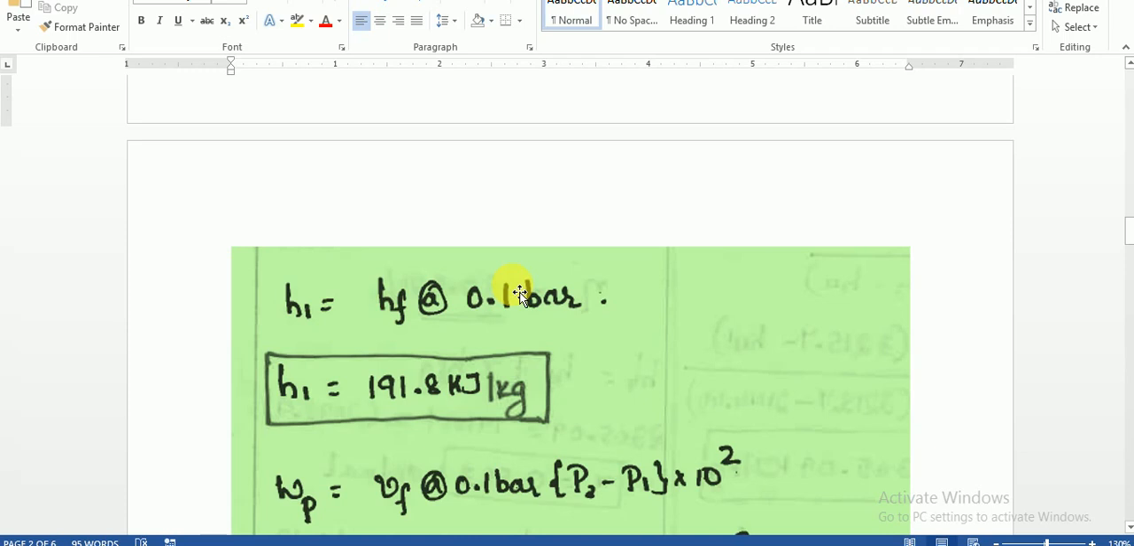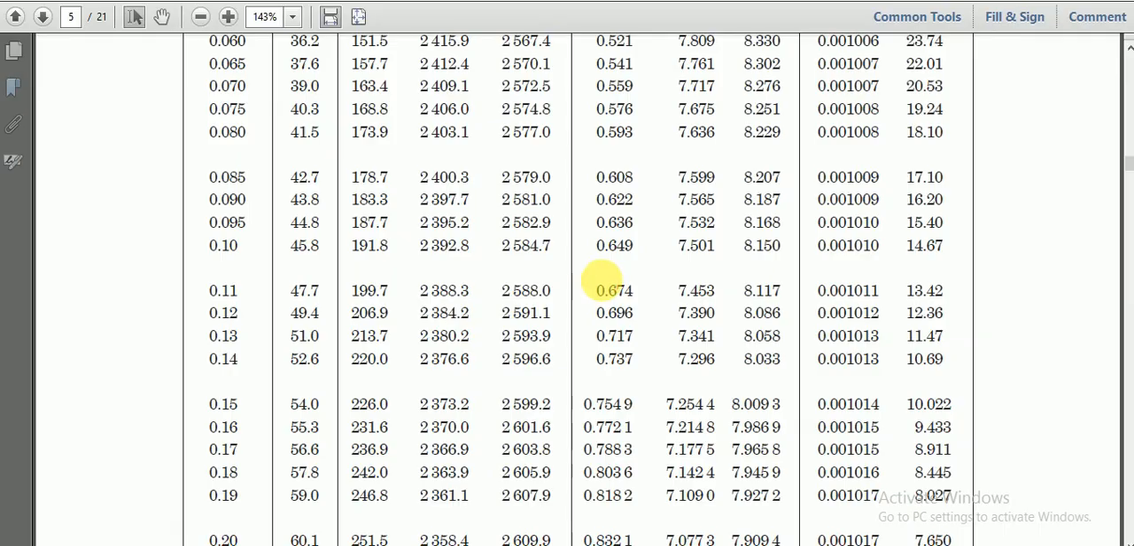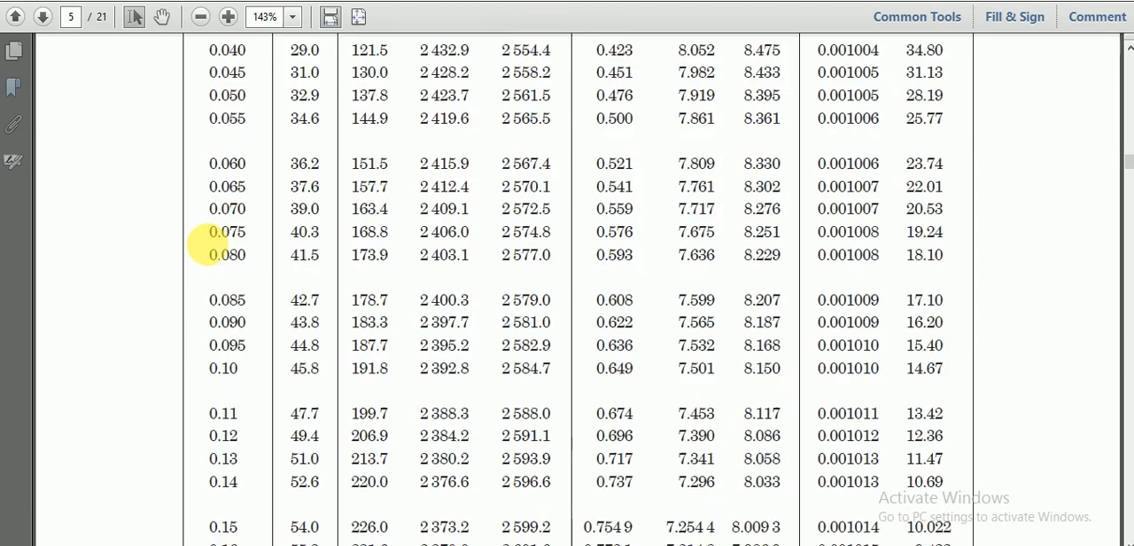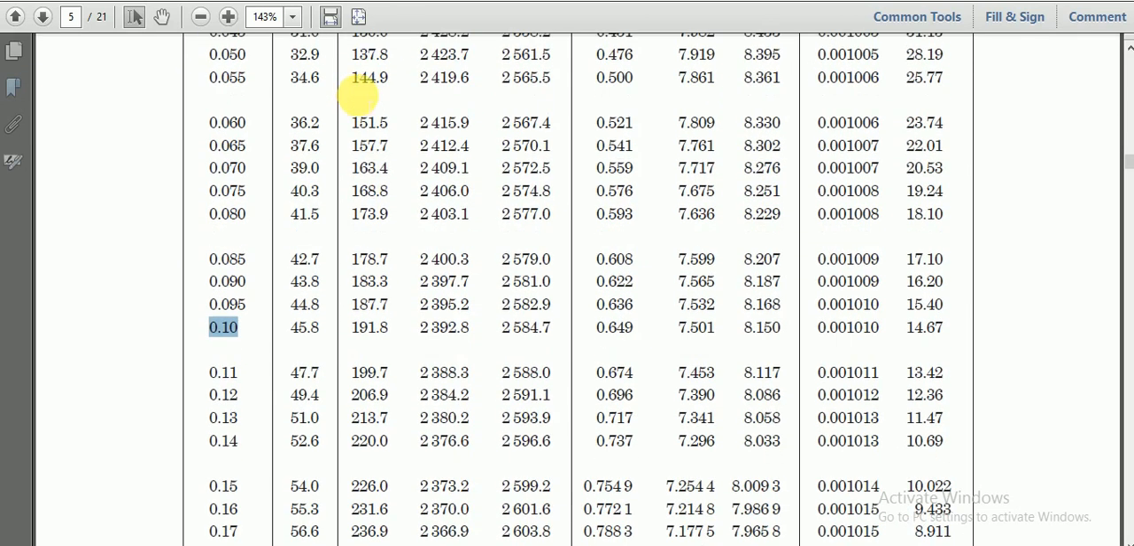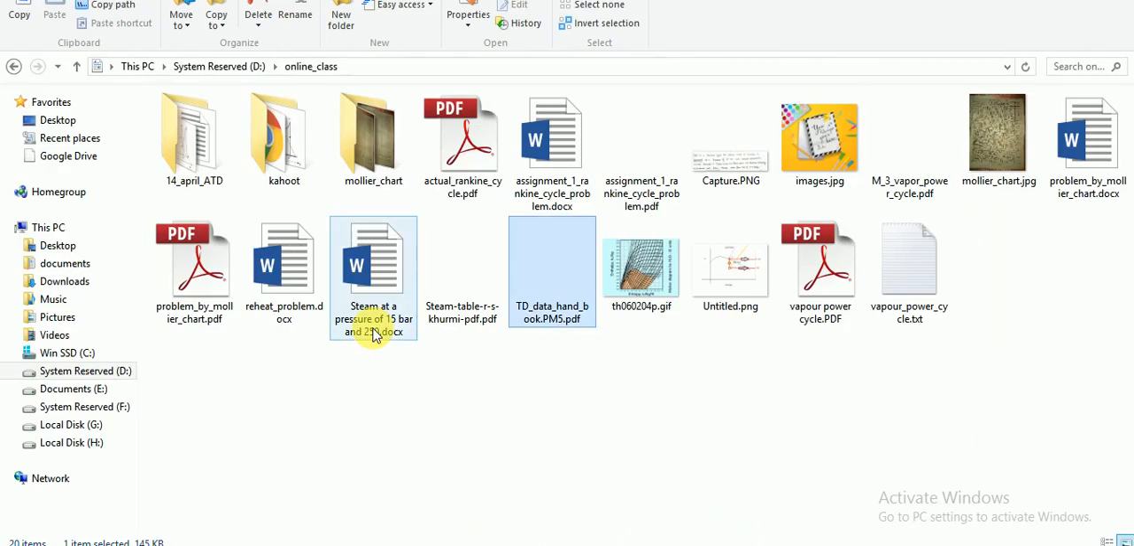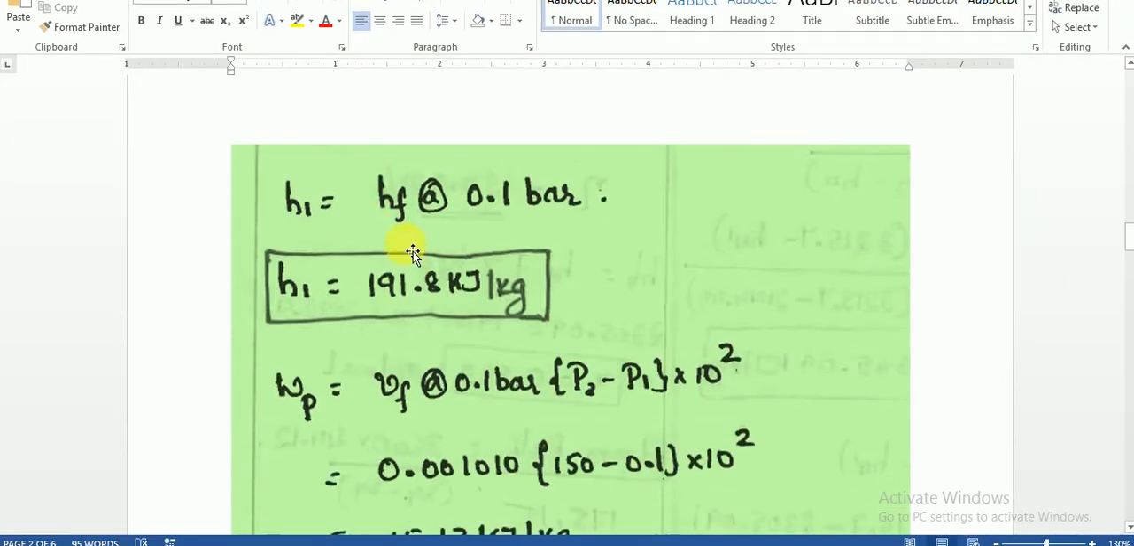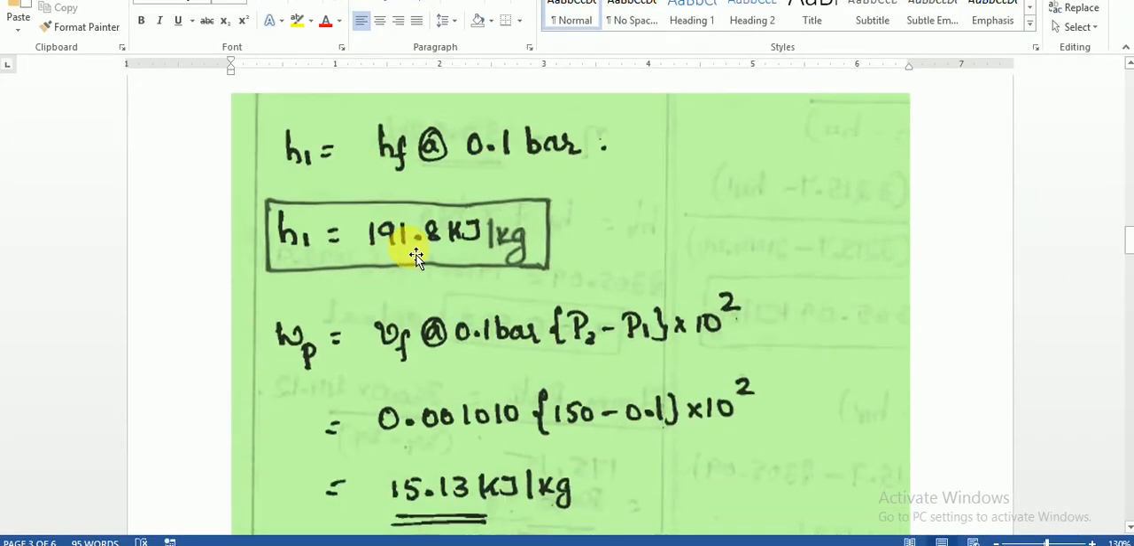So you go to the steam table which I have shared with you. I will share it again if you want. In the steam table which I have given you already, the name is Thermodynamics Data Handbook. We can look, this is a pressure based chart. In the pressure based chart, at 0.1 bar, you note down the value of HF. HF is completely in liquid form. Whenever something is in completely liquid form, you note down directly H1 is equal to HF at 0.1 bar. You note down the value of H1.